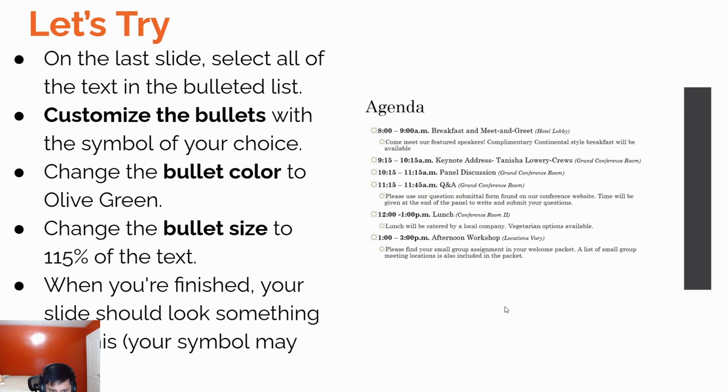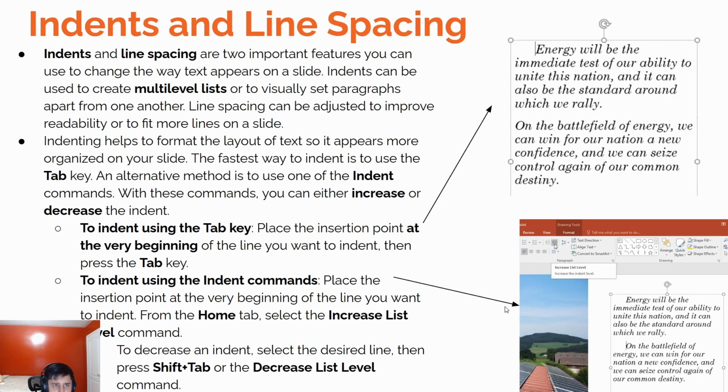And now let's talk about indents, right? So indents and line spacing are two important features we can use to change the way our text appears on sort of a slide. Indents can be used to create multi-level lists or to visually set paragraphs apart from one another. Line spacing can be adjusted to improve readability or to fit more lines on a slide. Indenting helps to format the layout of the text so it appears more organized on our slide.